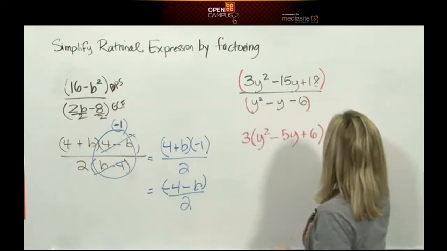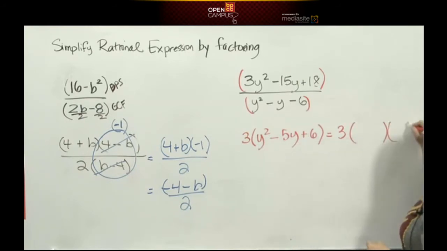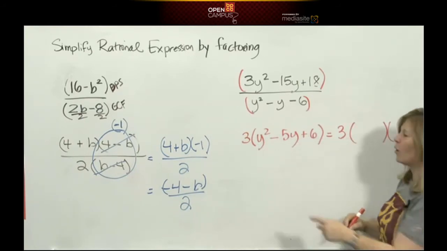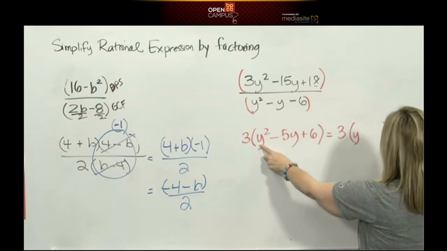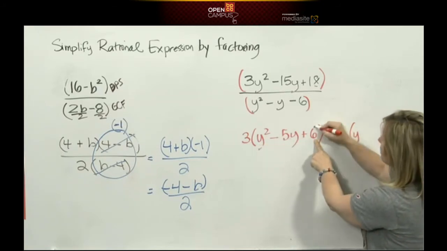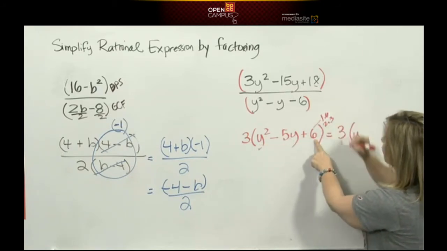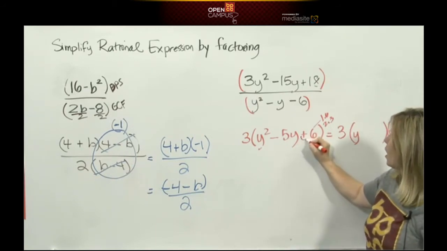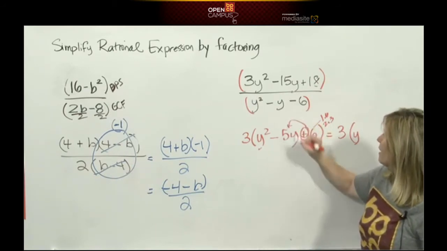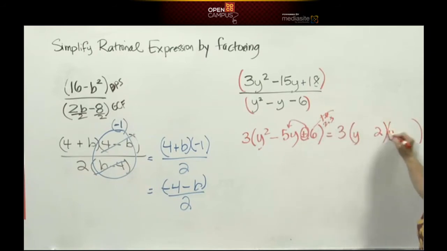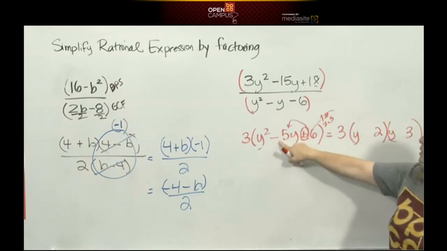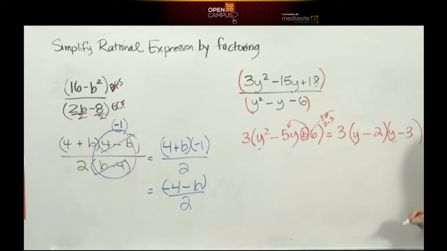So we know we're going to leave the 3, we're going to write our 2 parentheses, and we're going to do backwards FOIL. Y squared is y times y. 6 can be 1 times 6 and 2 and 3. How do I know which one? I want to add to 5. Well, that's got to be 2 and 3. If I want to add to a negative 5, they both have to be negative. So your numerator completely factored is 3 times (y minus 2) times (y minus 3).